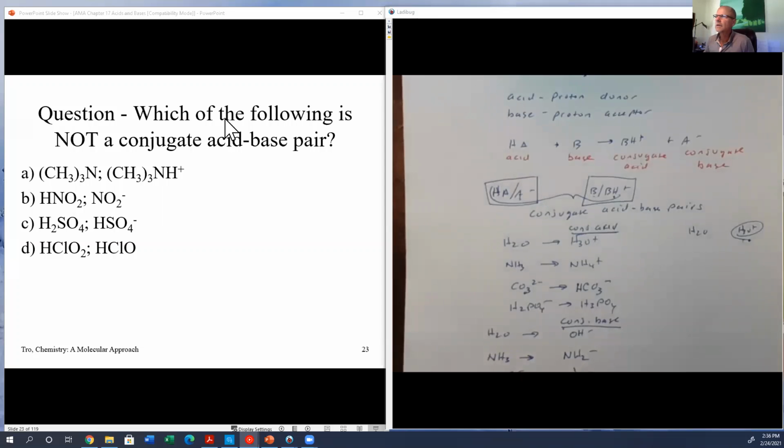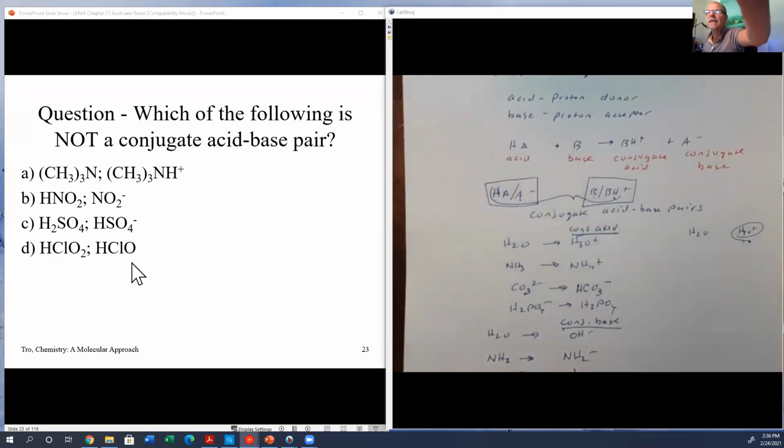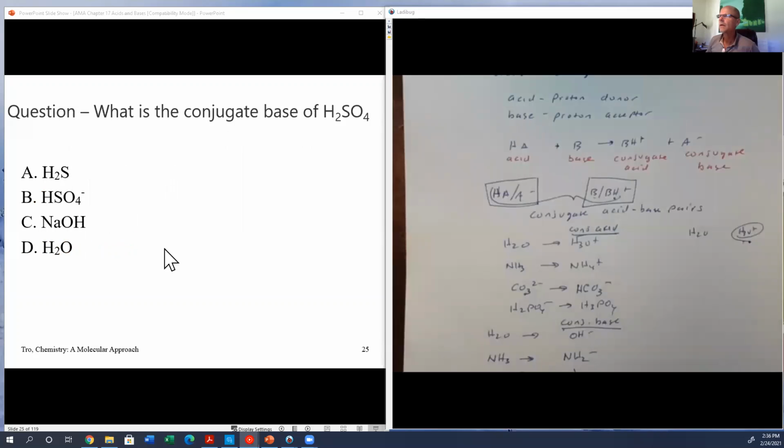Nice work. Remember, the reason each of these are related to each other is the transfer of a proton, right? So this is the base, that's the conjugate acid. This is an acid, there's the conjugate base. There's an acid, there's a conjugate base. But these are not related to one another by the transfer of a proton. Notice they both have one proton. These have a different number of oxygens, okay? So that's not a conjugate acid-base pair. So the right answer was D. Nice work. Let's try one more.